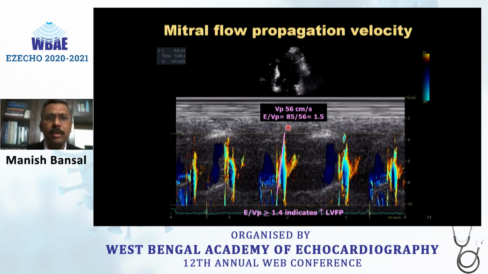Here we have flow propagation velocity. This is again applicable mainly to patients with reduced EF, but in our patient, even this ratio was also elevated. It was 1.5. More than 1.4 indicates elevated filling pressure.